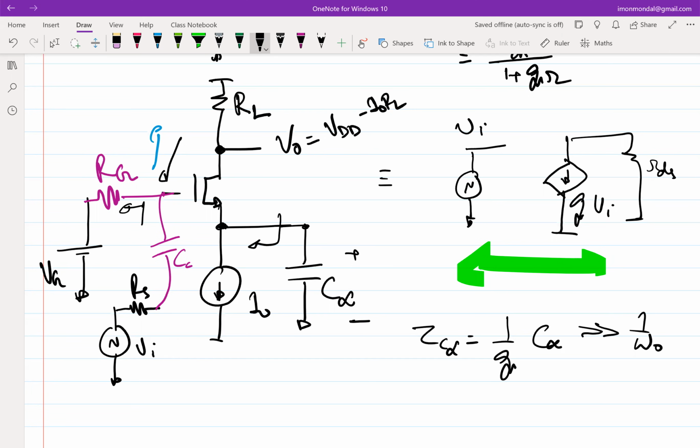Sir? Yes. So can we put it like this: the speed at which the C infinity is discharging is very high compared to the speed at which the signal is changing.